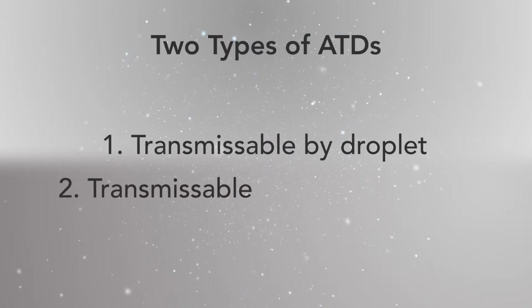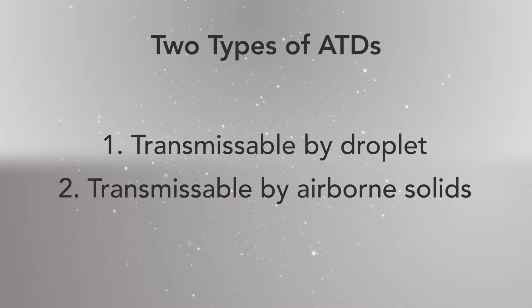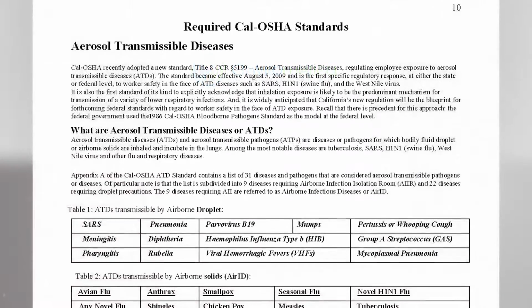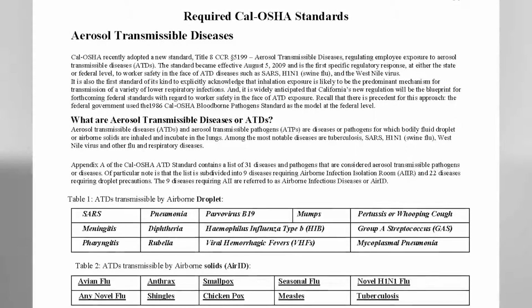As a dental facility, first of all, you need to know that aerosol transmissible diseases are diseases or microorganisms that are transmissible through the air, and they come in two different forms. Some are transmissible by droplet, and the other is transmissible by airborne solids, or AirIDs. If you're looking at your notes, you'll notice that there are two tables. Table 1 has examples of diseases transmissible by droplet, and the second table is transmissible by airborne solids.